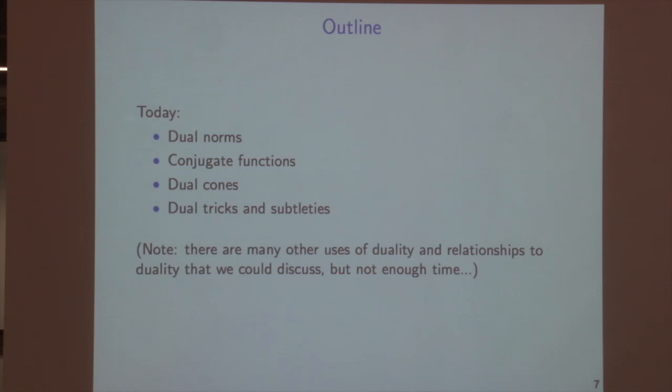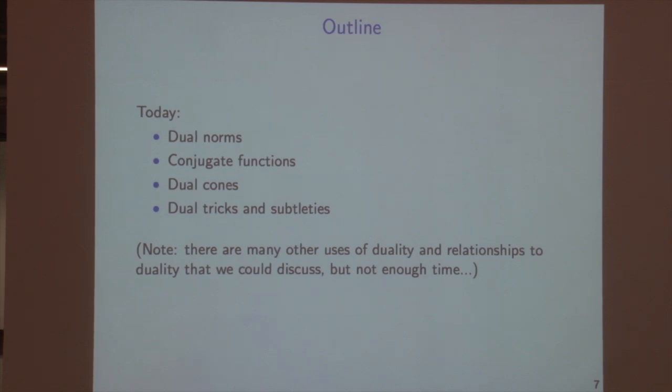Okay, so today we're going to talk about some of the correspondences and uses of duality. The first thing we'll start on is dual norms, just to review that. Then we're going to talk about conjugate functions. That'll form most of the meat for today's lecture. And we'll talk about dual cones, which is useful for conic programming. And lastly, I want to make sure I get to some dual tricks and subtleties, some tricks that you should know about when you're going to derive dual problems.